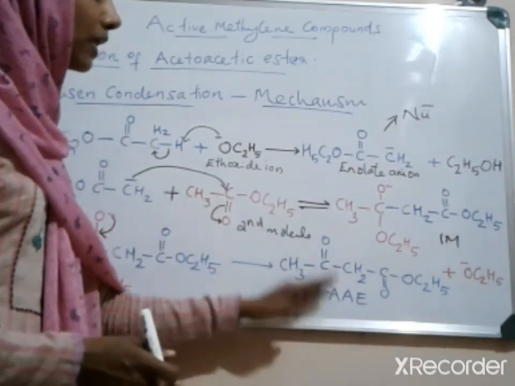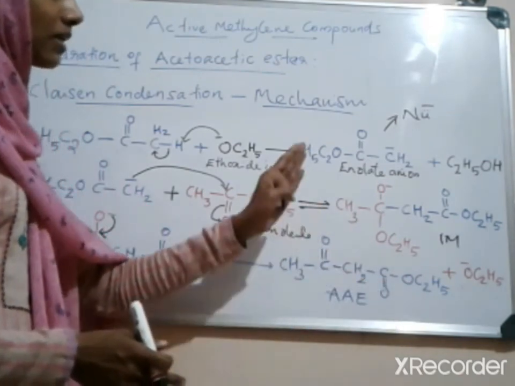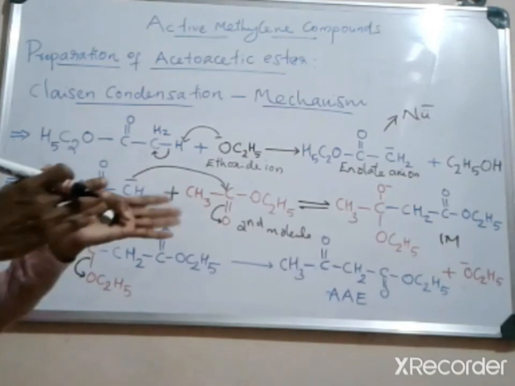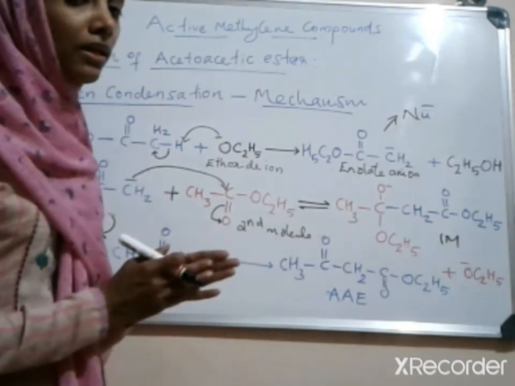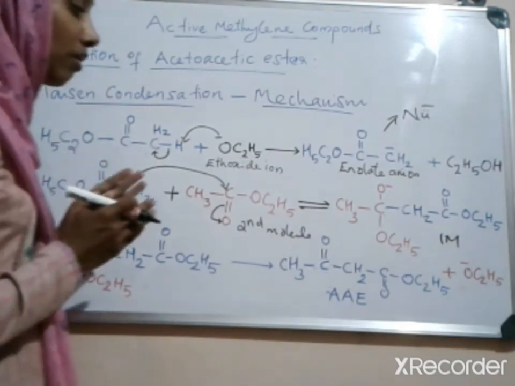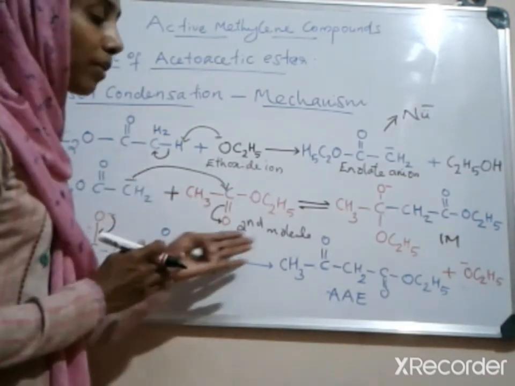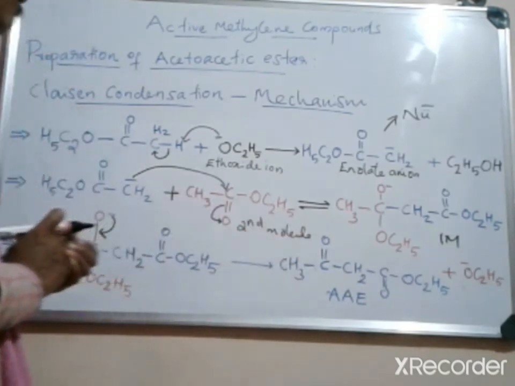This final product, acetoacetic ester, is an active methylene compound, so it exists in an equilibrium. The reaction mixture contains both the keto form and the enol form of the compound.